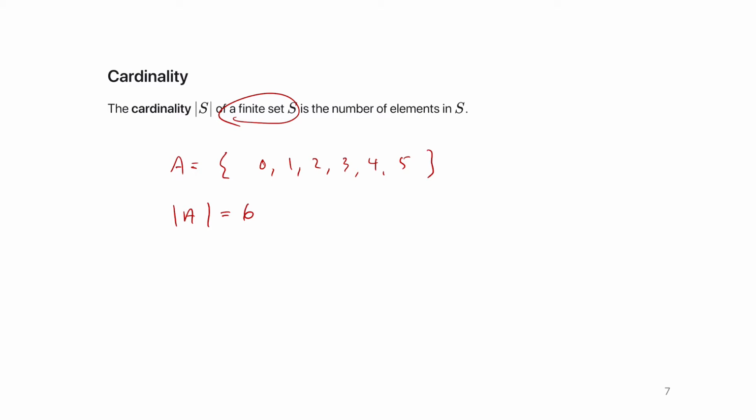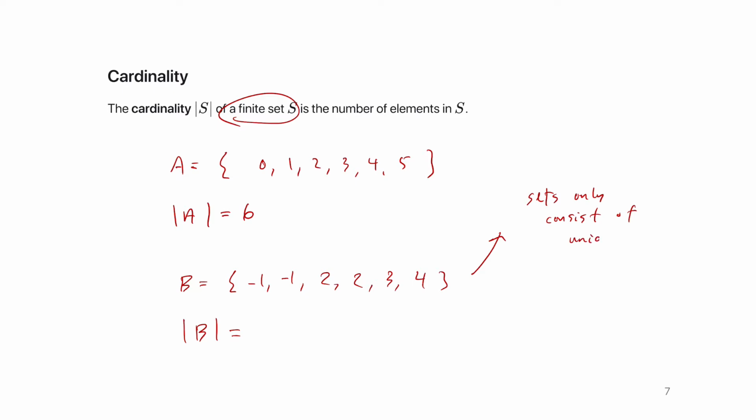Just so that we have the example down, what if we had B is {-1, -1, 2, 2, 3, 4}? What's the cardinality of B? It's not 6, it's 4, right? Because we only care about unique elements. Sets only consist of unique elements. Okay? So here, the cardinality is 4. And the elements themselves are -1, 2, 3, and 4.